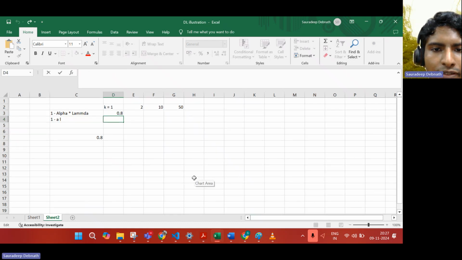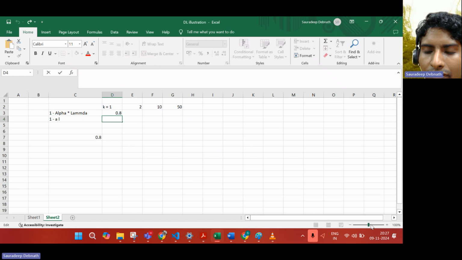I should probably zoom in a bit for someone who is watching this from the phone. Is it zooming out?